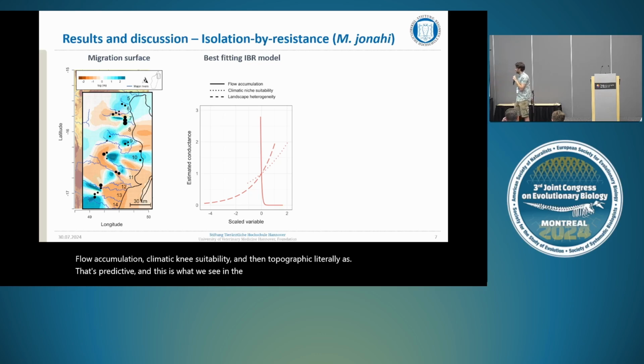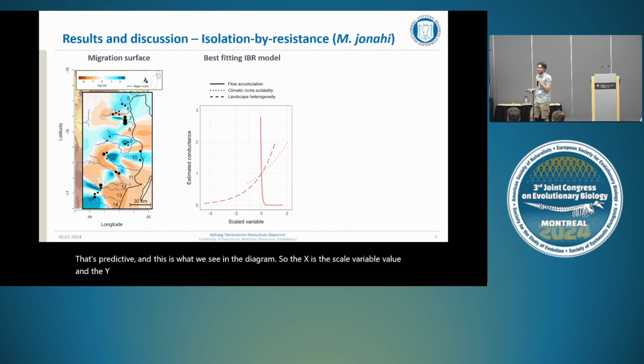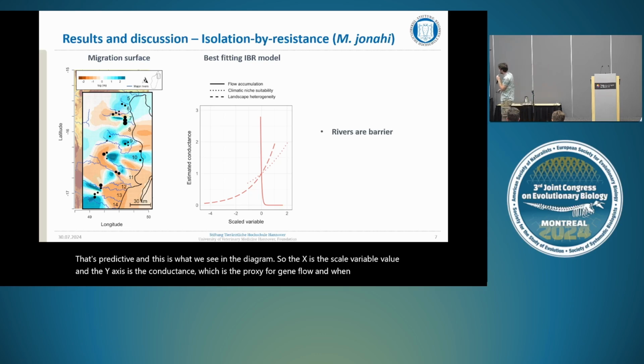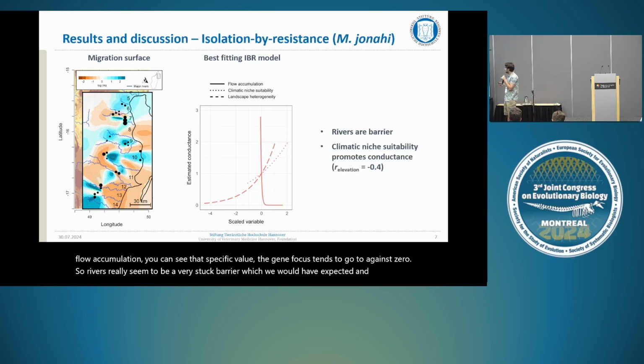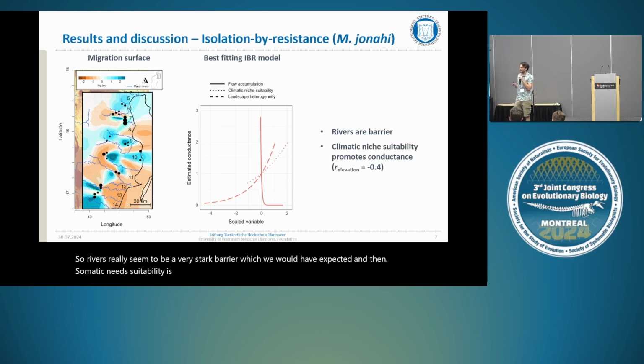The x-axis is the scaled variable value, and the y-axis is the conductance, which is the proxy for gene flow. When we start with flow accumulation, we can see that given a specific value, the gene flow tends to go against 0. So rivers really seem to be a very stark barrier, which we would have expected. And then climatic niche suitability is positively correlated with gene flow.